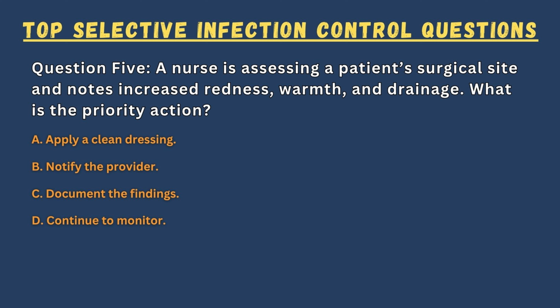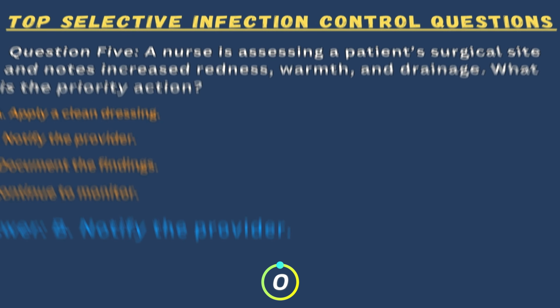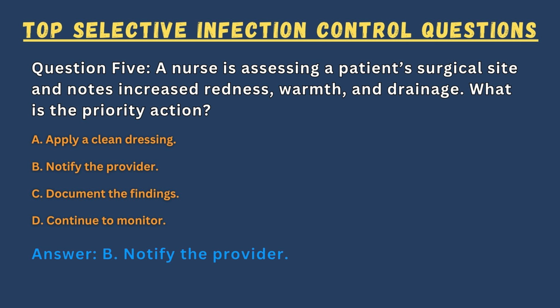Question 5. A nurse is assessing a patient's surgical site and notes increased redness, warmth, and drainage. What is the priority action? A. Apply a clean dressing. B. Notify the provider. C. Document the findings. D. Continue to monitor. Answer. B. Notify the provider.